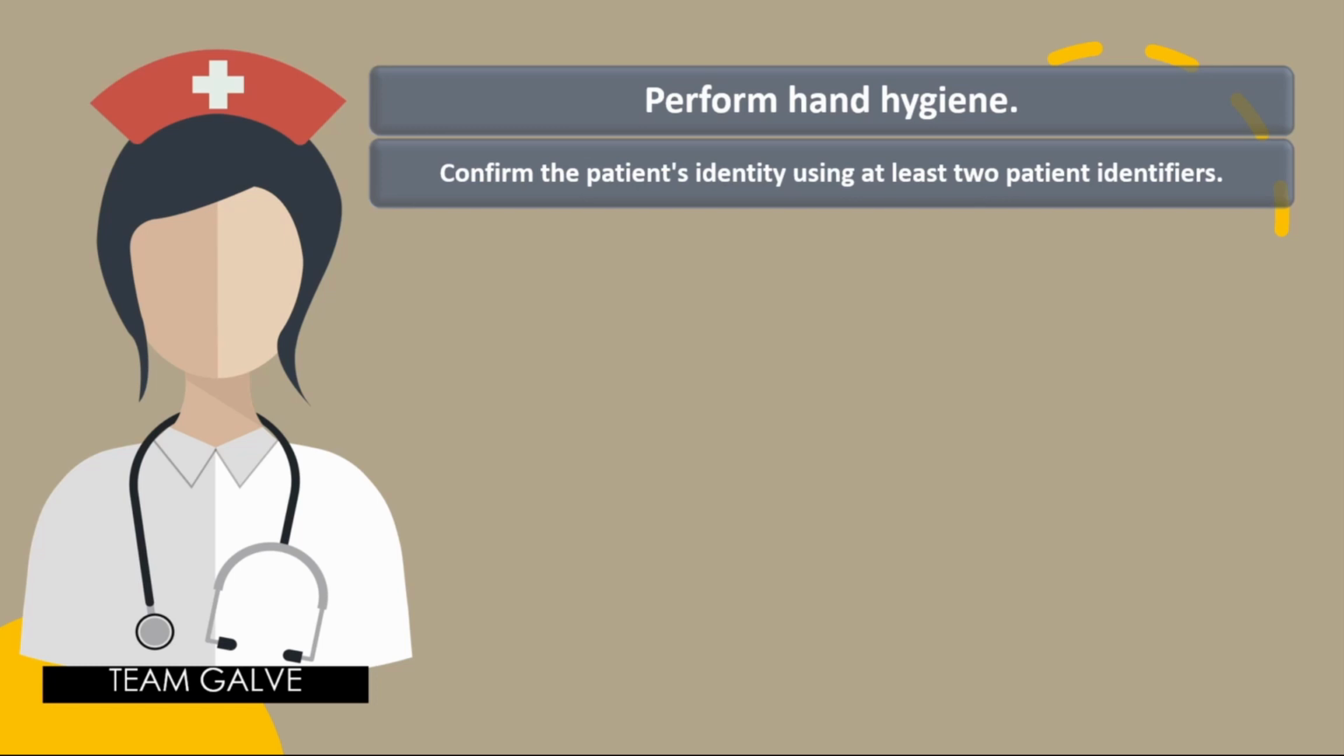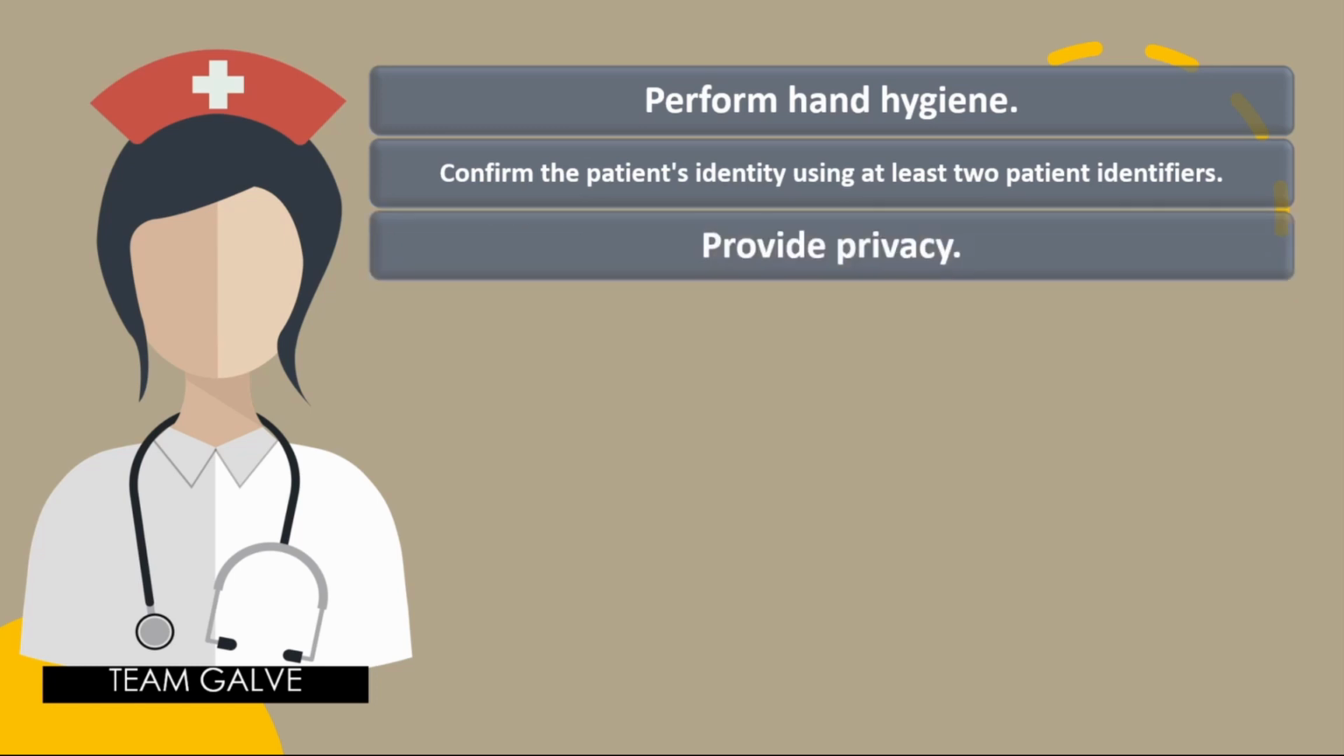Sa mga unconscious, ID band. Yung full name, tsaka what's this? MRN o yung patient ID number. Alright. Tsaka double independent checking ito sa pag-a-administer ng gamot. Kailangan meron ka pang isang licensed nurse. What else? Provide privacy.